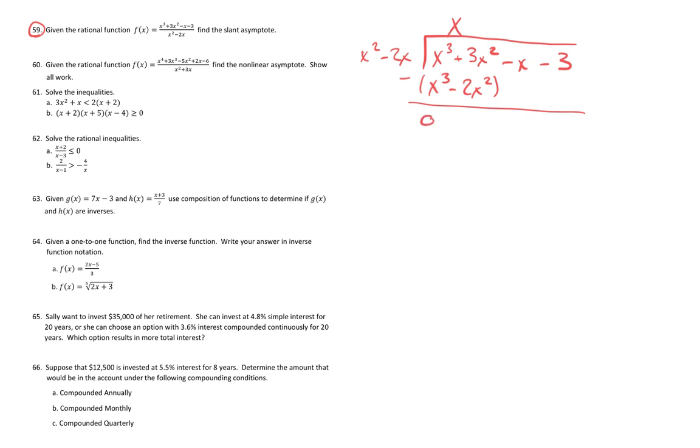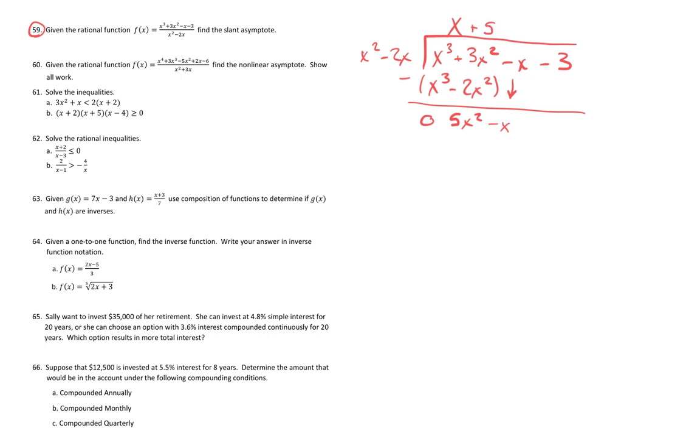So I know that these two are going to cancel out, and then we'll have 3x squared minus negative 2x squared. That's going to be 5x squared. Then we need to bring down this one, so we have minus x. Now I say, how many times can x squared go into 5x squared? Well, it can go in 5 times. So I say plus 5 here.